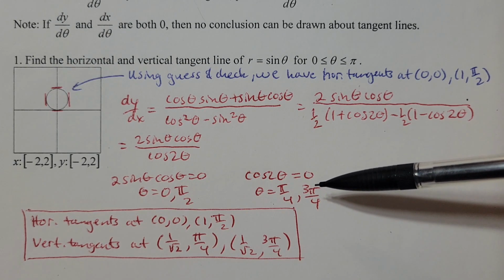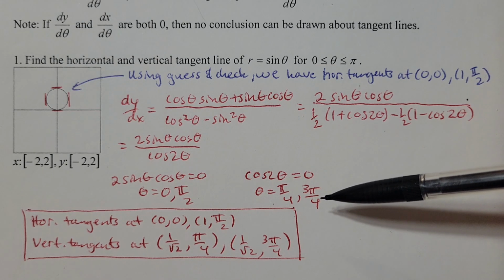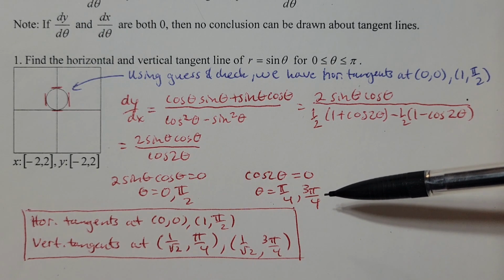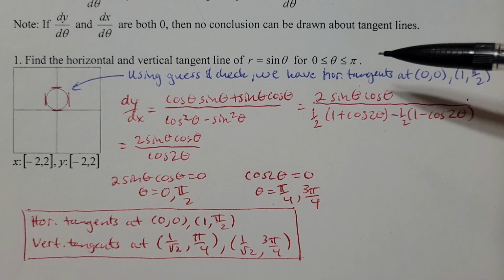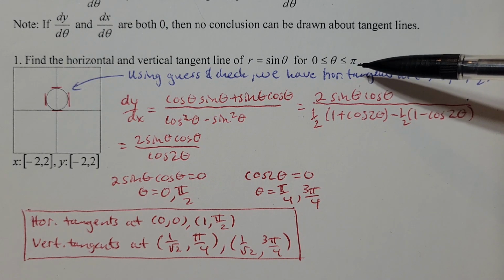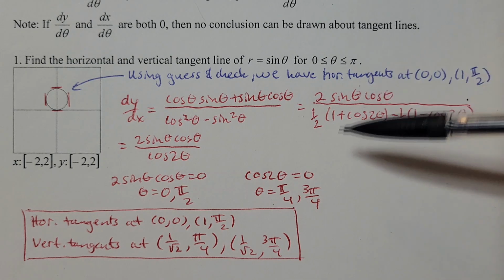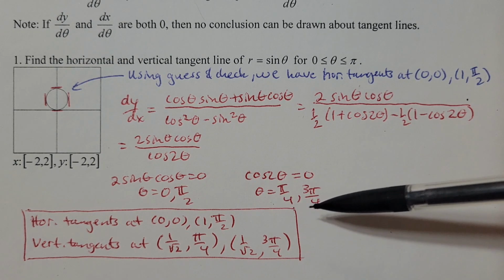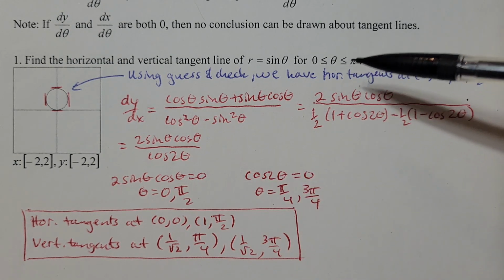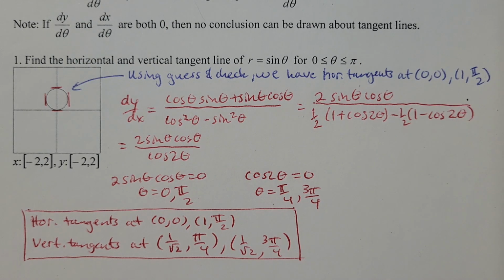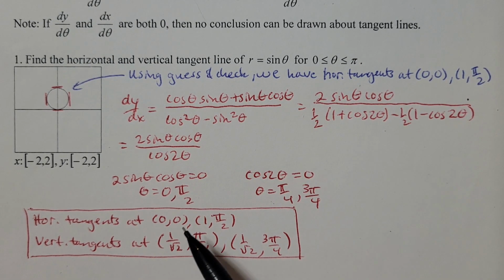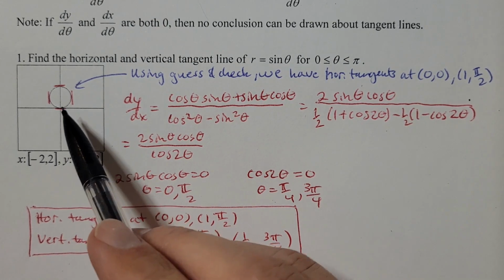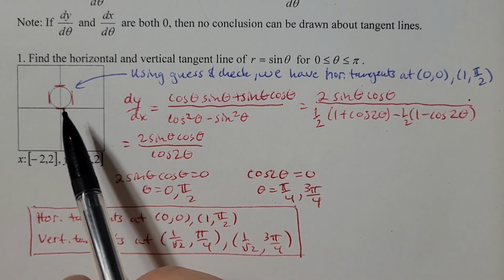Cosine of 2 times 3 pi over 4, that's the same as cosine of 3 pi over 2, that's 0 also. Now 3 pi over 4 is in this interval. Okay, so I must have that. And that's going to be all the solutions to these equations on the interval 0 to pi. So you're going to have two horizontal tangents. That makes sense, right? You can see that from the picture.